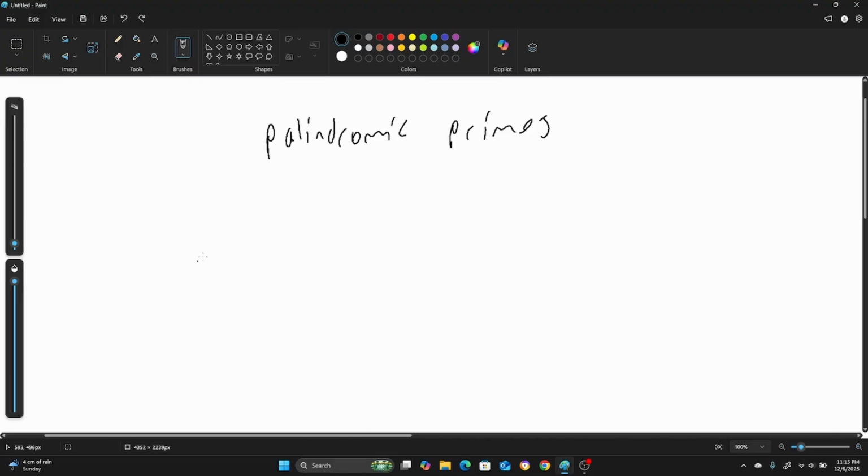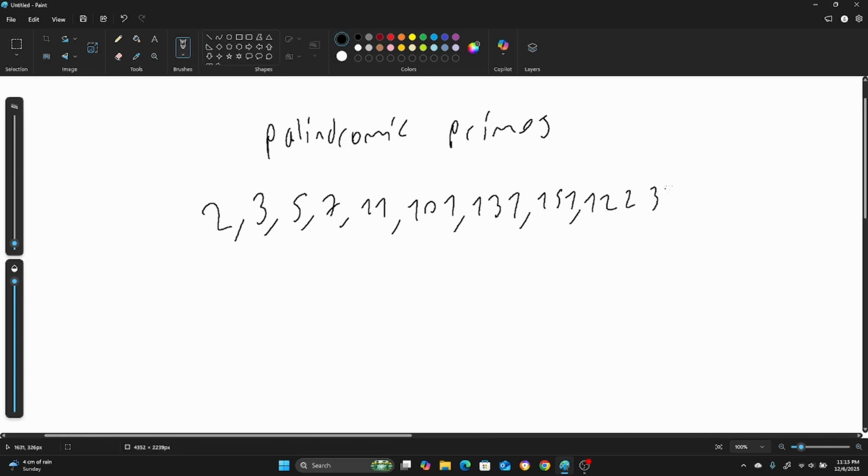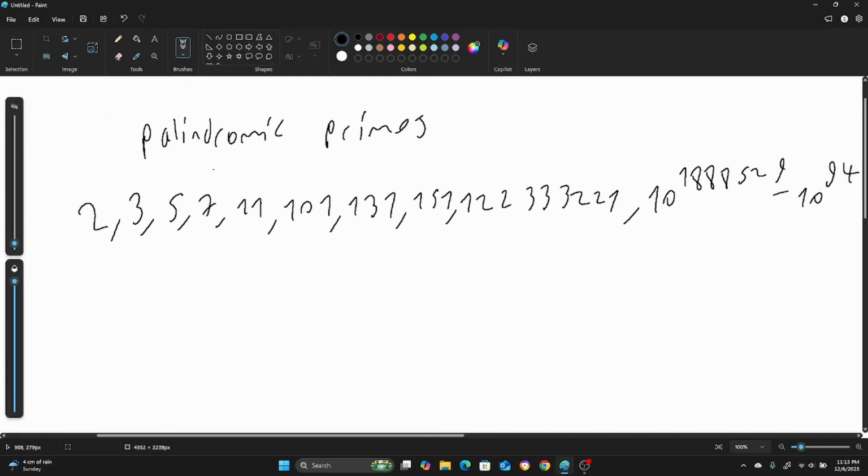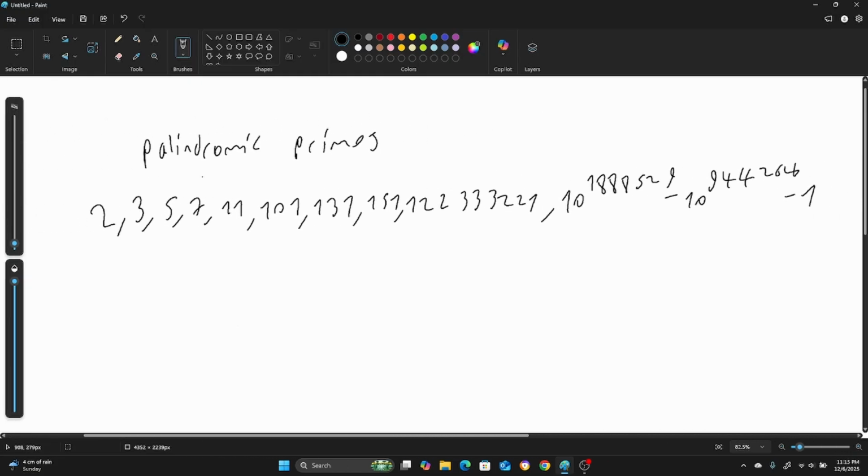Okay. Now let's list out some palindromic primes. 2, 3, 5, 7, 11, 101, 131, 151, 1223332221. This is also a palindromic prime. And the biggest one that we have ever found was 10 to the 1888529 minus 10 to the 944264 minus 1. So these are all examples of palindromic primes.